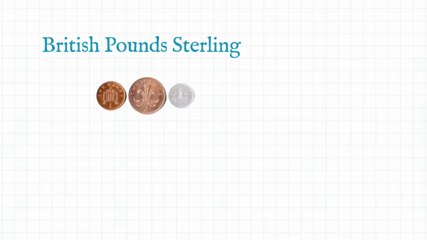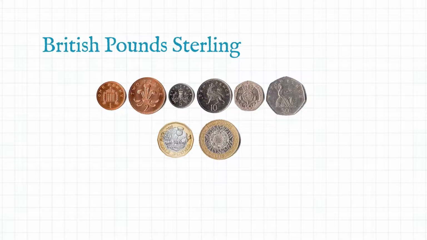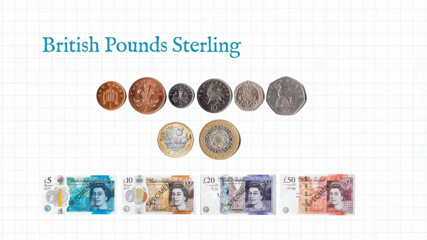So if you look at pound sterling, this is probably what you're familiar with. All the pennies, say 1, 2, 5, 10, 20, 50, some pound coins, the £1 coin and the £2 coin, and then you move on to the notes, which are 5, 10, 20, and 50. And this is pretty similar in the euro as well.